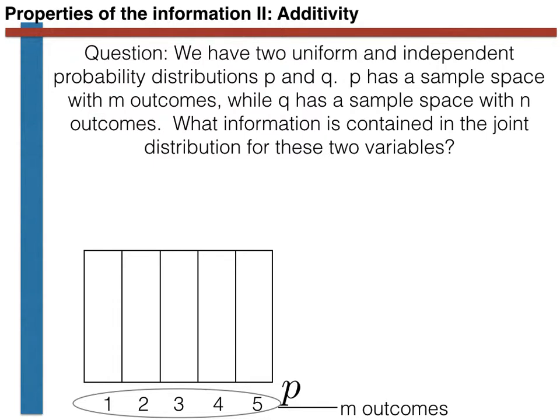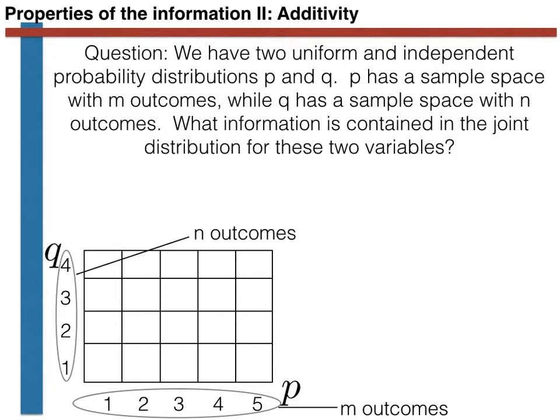Let's now consider Q. We will represent each of the outcomes of Q as a row in our figure. We will thus set the number of elements in the sample space for Q equal to 4. That is to say, we will set n equal to 4 in drawing this figure.